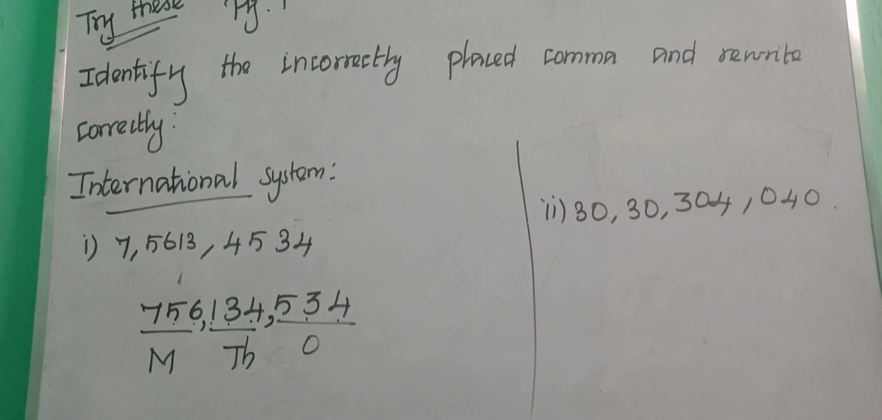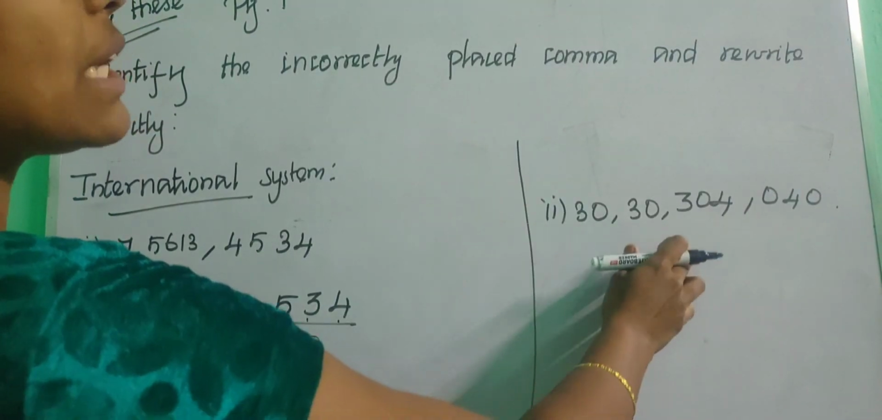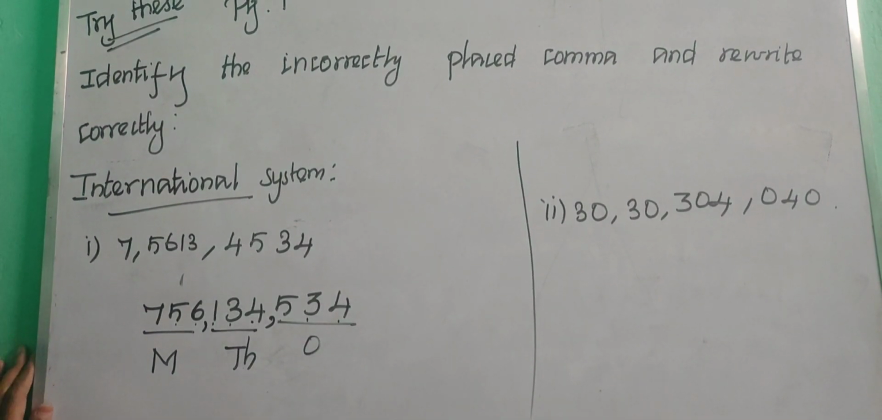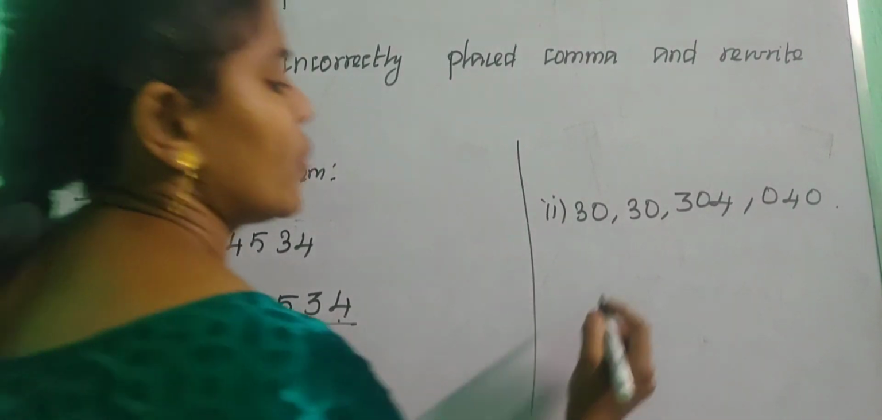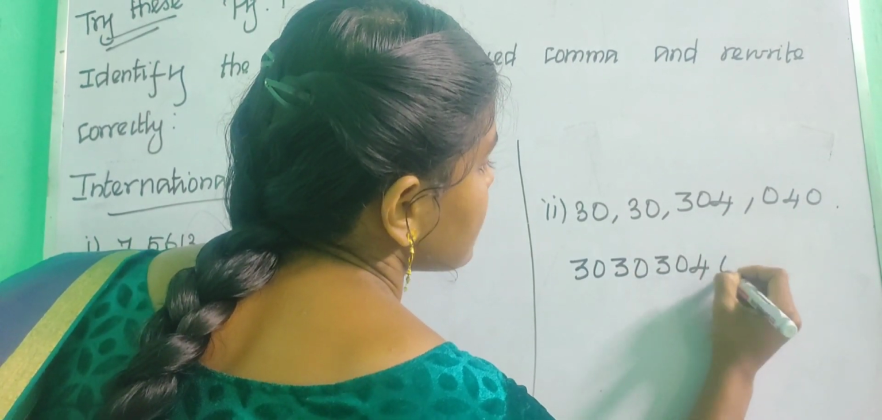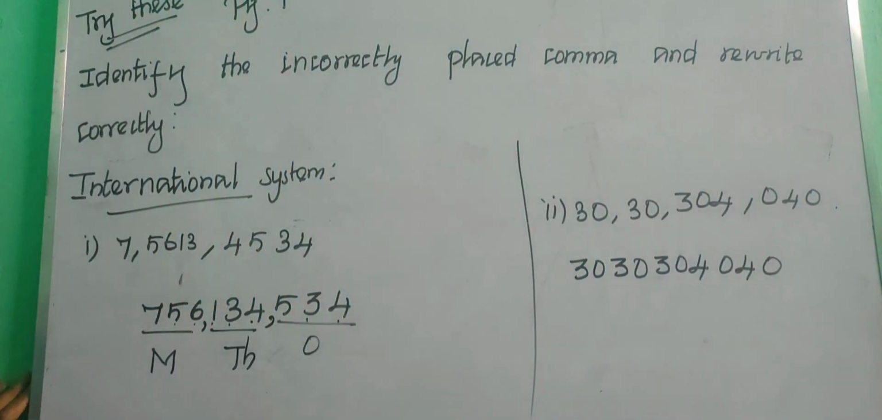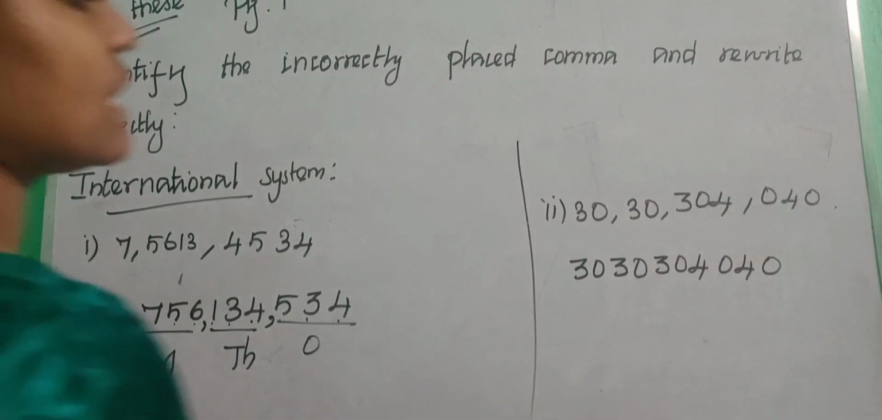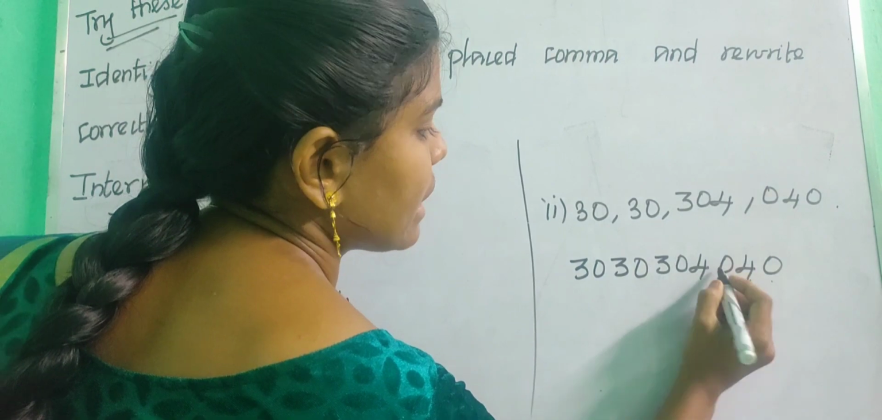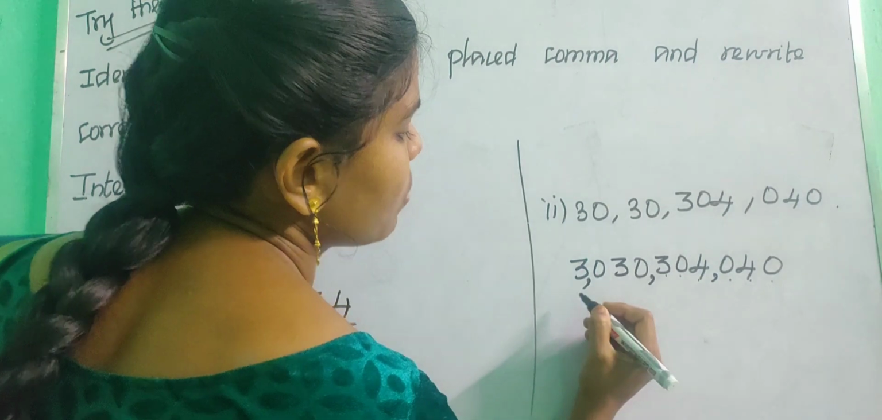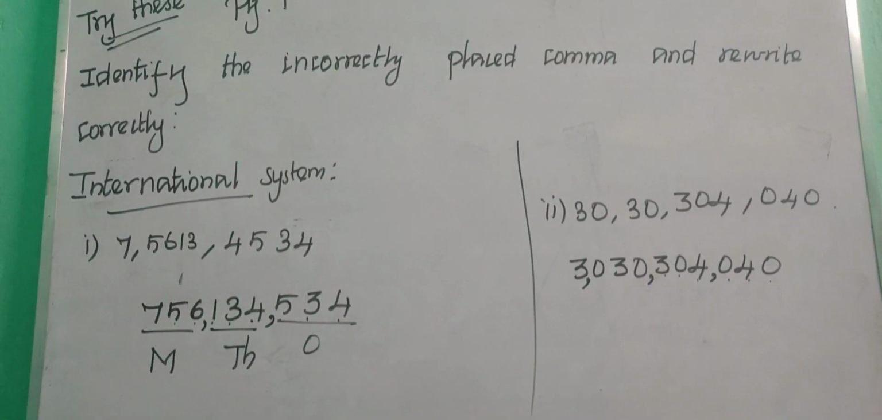Then see the next one. 3030. See, the comma is inserted wrong. So first of all, we need to write the numeral alone. So 3030304040. Children, this is the numeral we are having. First of all, we need to count 3 digits from the right. So 1, 2 and 3 and then put a comma. And then 1, 2, 3, insert a comma, and 1, 2, 3. Now insert a comma. For this, how will you say the number name?